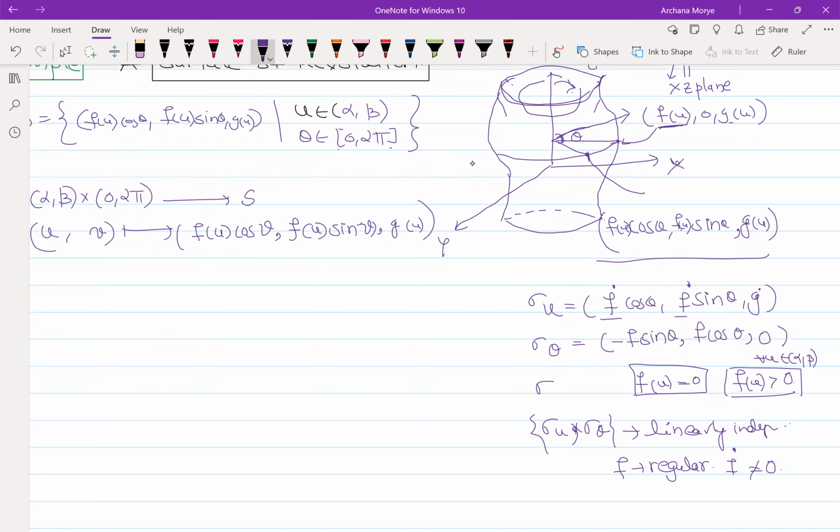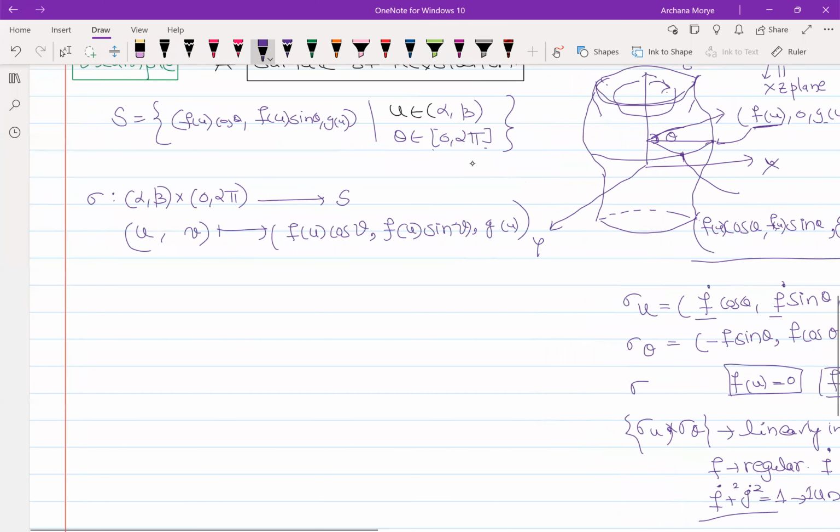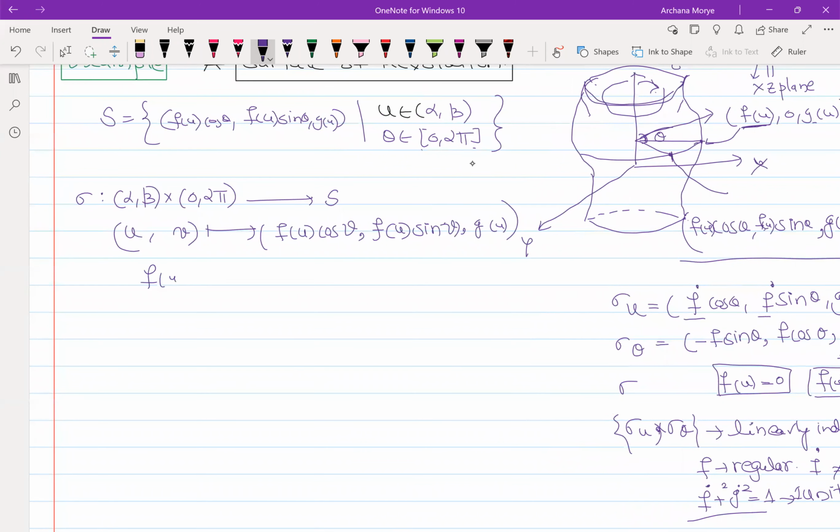And we can make a little more assumptions also, by saying that f dot square plus g dot square is 1. That means we are assuming that this curve has a unit speed. I think you might have done this. So these are the assumptions which we are going to put for our regularity: f of u is always strictly greater than 0 and f dot square plus g dot square is 1. Let us put these assumptions on our curve.